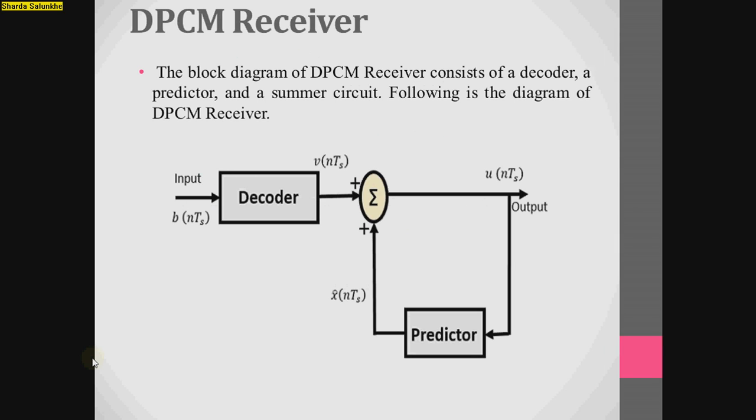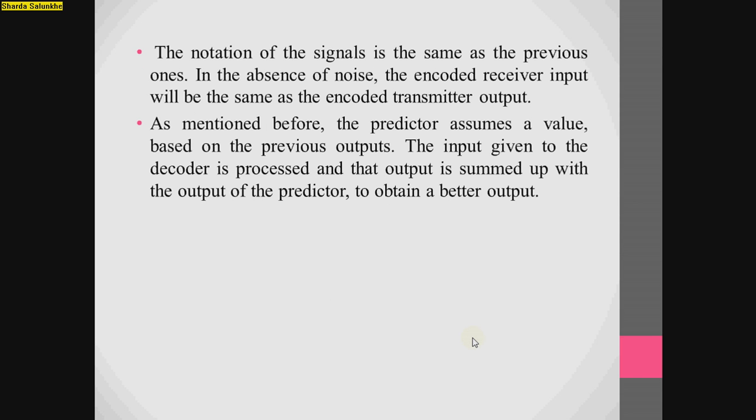So this is the DPCM receiver. The block diagram of the DPCM receiver consists of the decoder, a predictor, and the summer circuit. This is the block diagram. So this is the input, which is applied to the decoder. So you will get the V of nTs. V of nTs is added with the predictor output X cap of nTs. After the summation, you will get the U of nTs. Again, U of nTs is fed back to the predictor. So in this way, we can reconstruct the original signal. The notation of this signal is the same as the previous ones.